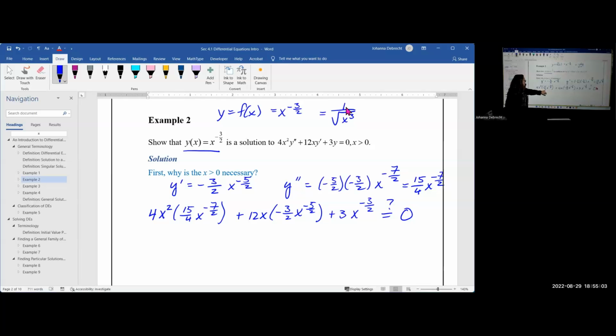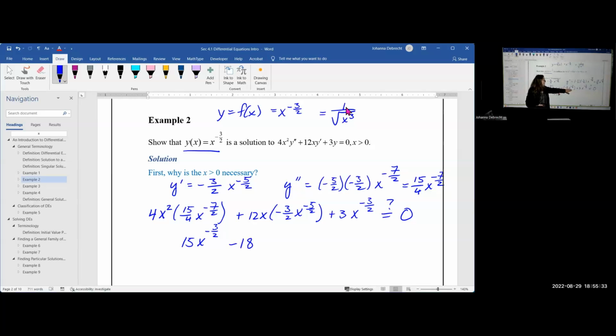So the 4 cancels the 4. And when the bases are the same, you add the power. So you need a common denominator. So 2 can be written as 4/2. So you have 4/2 minus 7/2, which is a negative 3/2. So I have 15 x to the negative 3/2. And then I've got 12 divided by 2, which is 6. And 6 times negative 3 will give me a negative 18. So I know the constant is negative 18.